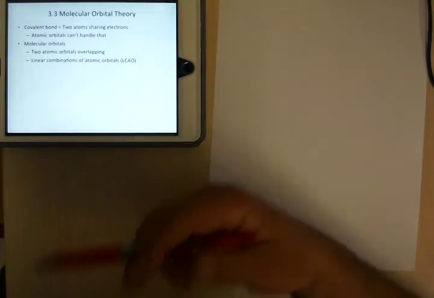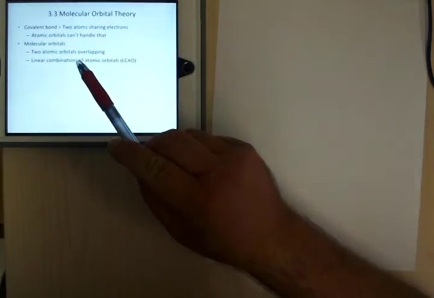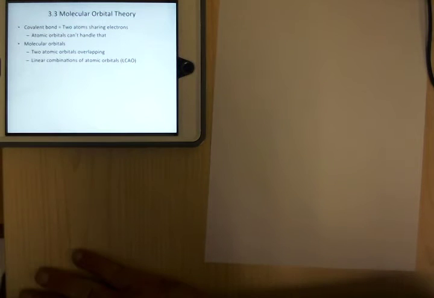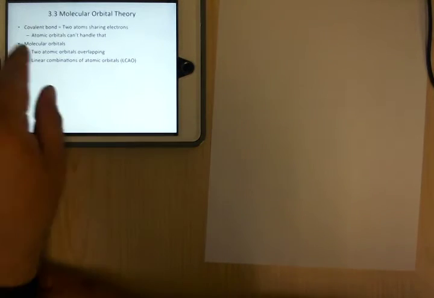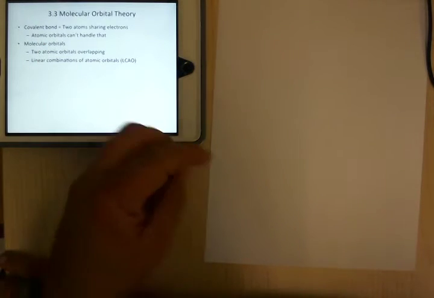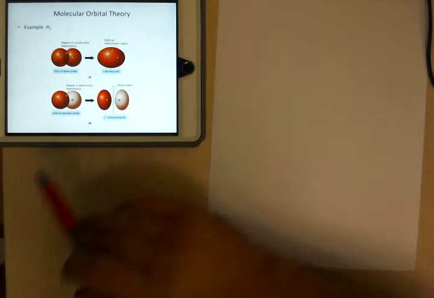Okay, so the way that this works is it turns out that a covalent bond, where two atoms are sharing the electrons, atomic orbitals can't handle that. The math associated with atomic orbitals doesn't work. But molecular orbital theory does. What we're going to have to do is take two atomic orbitals and overlap them. So you have what's called linear combinations of atomic orbitals, LCAOs. In order to get this molecular orbital, you're going to have to combine the atomic orbitals within the atom.